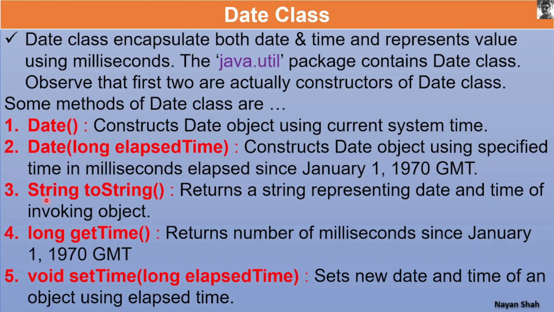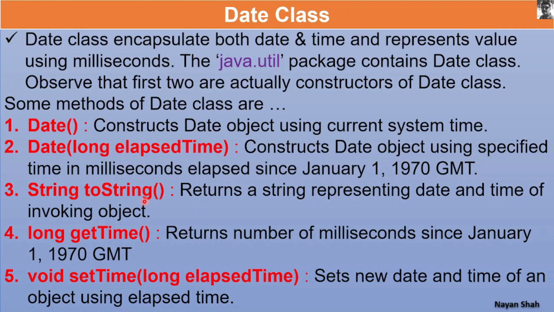The third one is a method only. The first two are constructors, now it is a method. String toString: String is the output type and toString is the name of the method. This will convert a date into a string. Now you might be wondering what converting a date into a string means. It will remain the same in look. If you print it on screen, it will look like a date only.